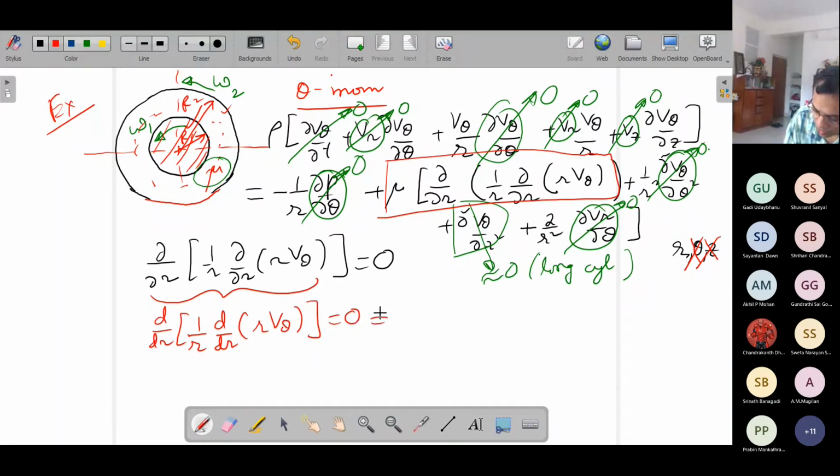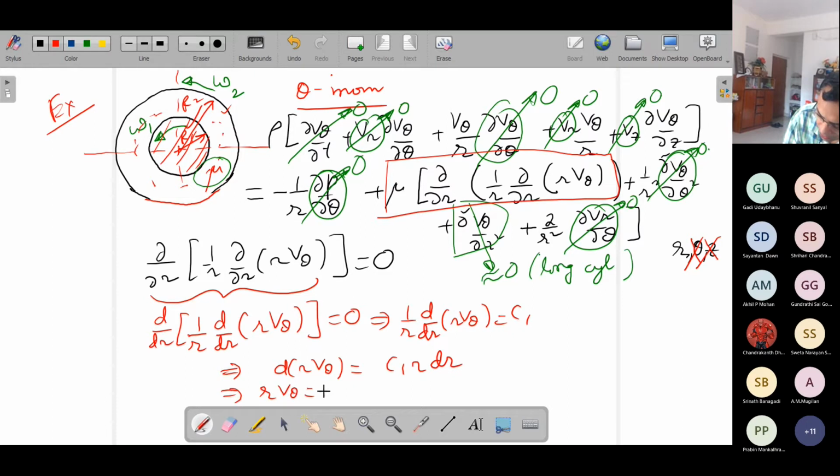Now, you can just integrate it. This is C1. And so d of r v theta is equal to C1 r dr. Now, if you integrate it once more, r v theta is equal to C1 r square by 2 plus C2. That means you can just write an expression for v theta as C1 r by 2 plus C2 by r.